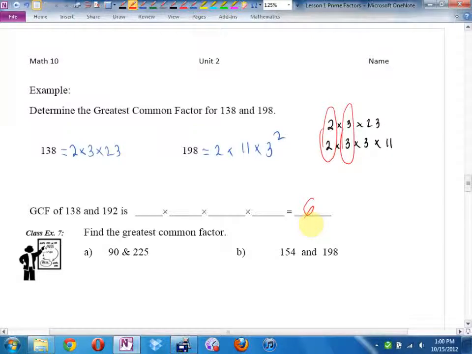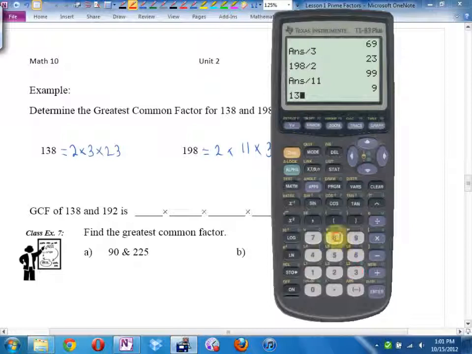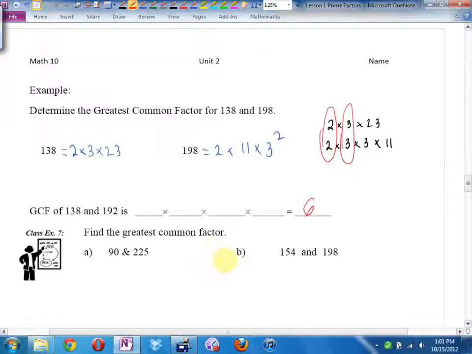Six. Let's see if we're right. 138 divided by 6 works. 198 divided by 6 works. 2 and 3 are the pair. See it? And I'm going to write here. It's 2 times 3 times nothing, 2 and 3. Sam, that's not the best way to find the GCF. The best way to find the GCF is just to see it in your head.